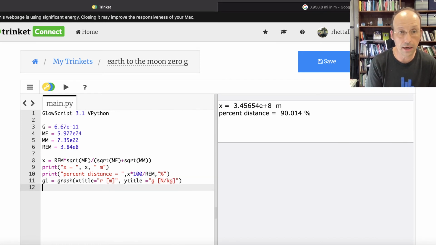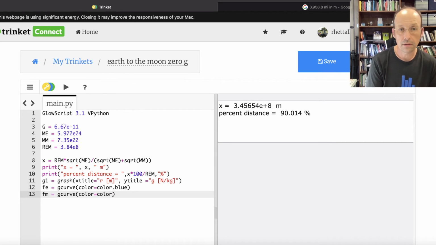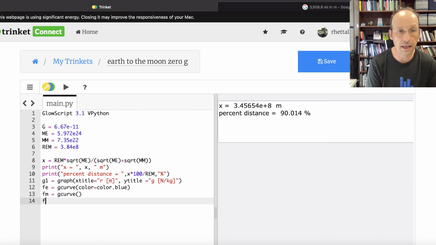And now I'm going to get Fe is going to be g curve. Color is color dot green, I guess. Let's do blue. And then I'll do Fm, the gravitational field for the Moon. G curve color equals color. Let's just leave it as black. Black is default. And then Ft is the total. G curve color equals color dot red.